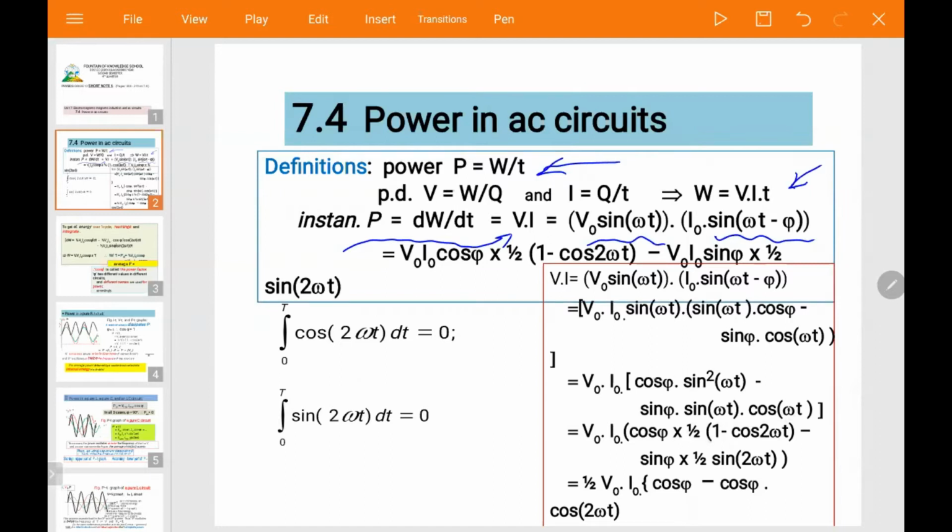But there is a factor too. There is another term at the front. Eventually, you have V0 I0 cos phi times a half of minus cos 2 omega t, minus sine phi times half of sine 2 omega t. Where do these cos 2 omega t and half and so on come from? It's very simple. Let me show you two simple things.